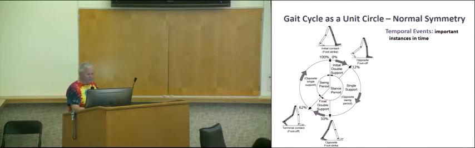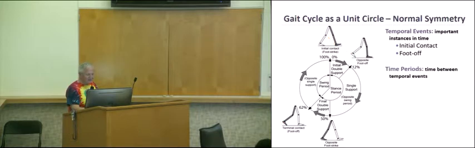So the things that we look at are a lot of the temporal events and the important instances in time. Obviously, the first and most important is the initial contact. The second is foot off from the opposite side. The time periods between the events: we have stance time, which is when the foot is on the ground, and then there's swing phase time.